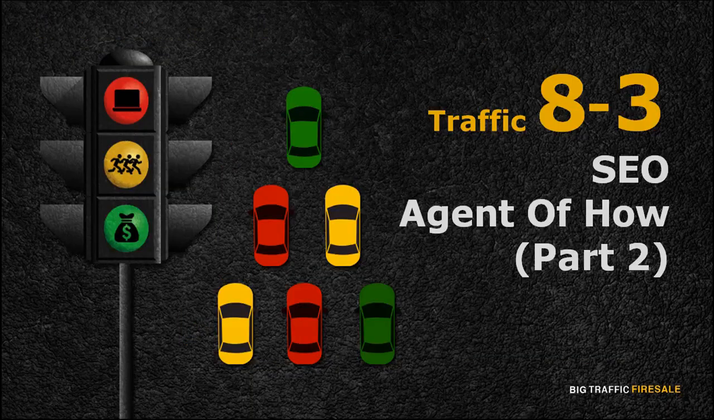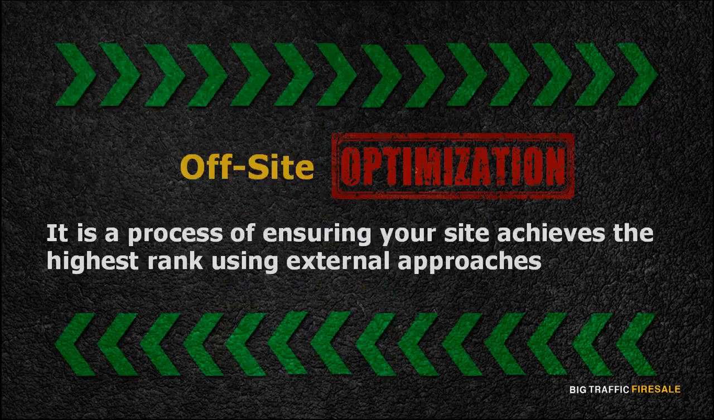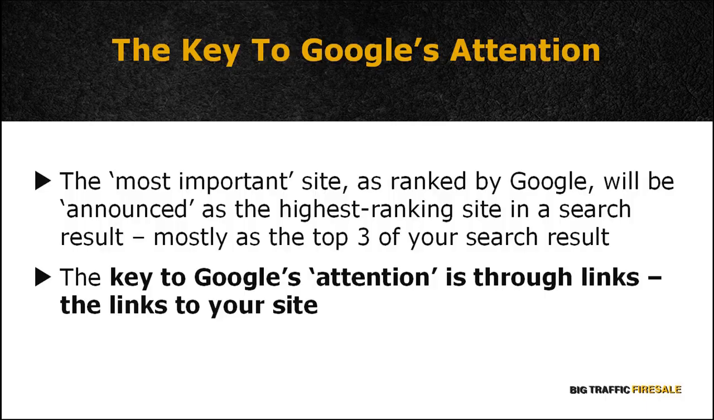The next agent of SEO is the off-site optimization. Off-site optimization is a process of ensuring your site achieves the highest rank using external approaches. Simply put, it's not optimized within your site. You'll need other sites, multiple platforms to steer Google into your main site. By now, the most important site as ranked by Google will be announced as the highest ranking site in a search result. You'll see this site mostly in the very top 3 of your search results on the first page list.